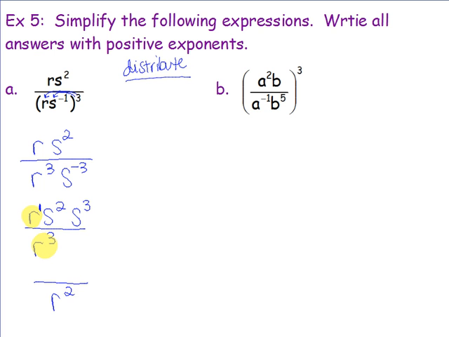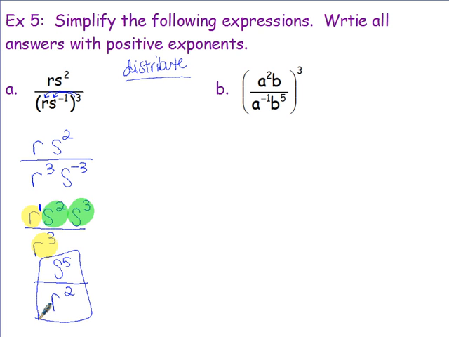Other pair of like terms, we got some S's. This time, they are side by side, so we add 2 S's plus 3 S's, make 5 S's, and they go on the top where the S's already are. And that is a done answer.